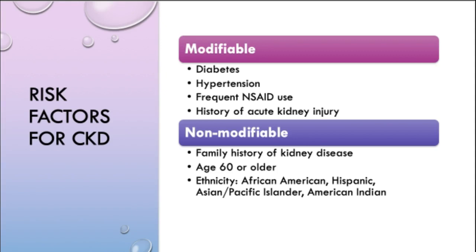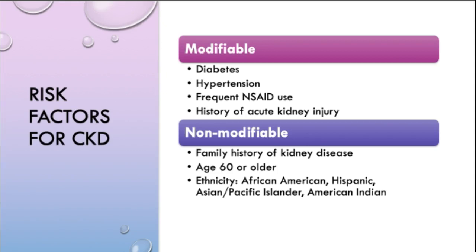So if we look at risk factors for chronic kidney disease, there are modifiable risk factors and non-modifiable. And I know you guys have heard over and over what that stands for. But basically, modifiable risk factors for CKD would be diabetes, hypertension, NSAID use. That's a big one as well. A lot of people use NSAIDs, and many of them do not understand that this can cause chronic kidney disease over time. And then history of acute kidney injury.